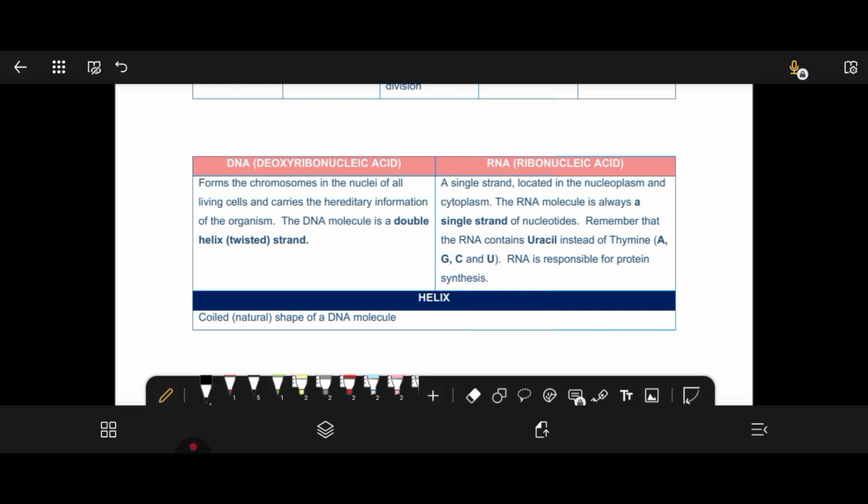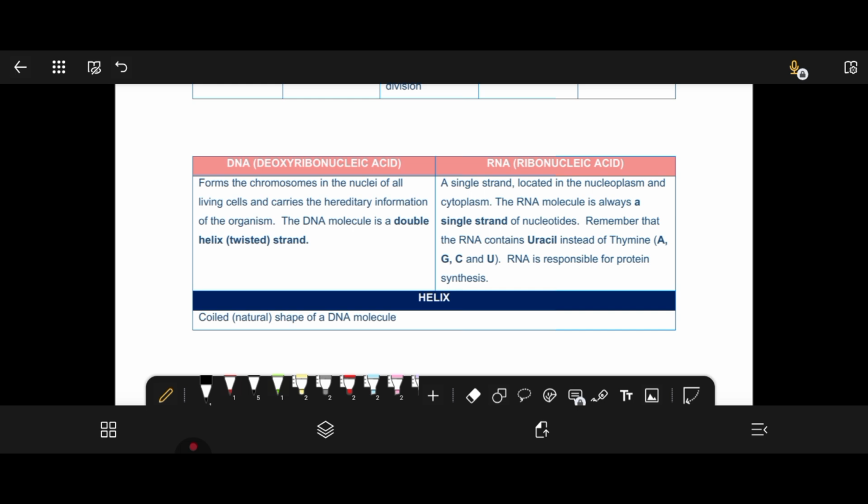DNA, which is known as deoxyribonucleic acid. That's what DNA stands for, deoxyribonucleic acid. It forms the chromosomes in the nucleus of all living cells. We spoke about what a chromosome is, so DNA forms it in the nucleus, and it carries hereditary information.